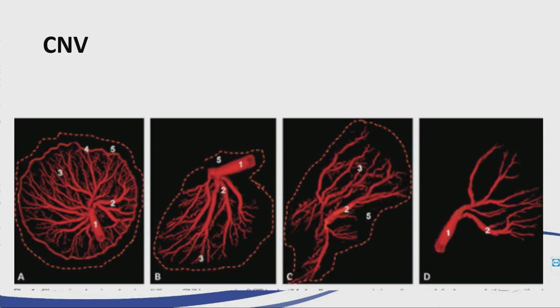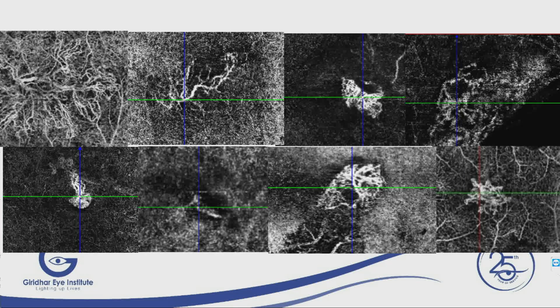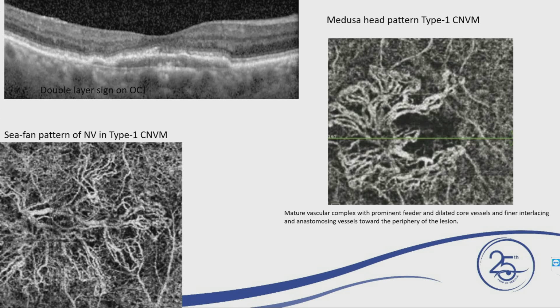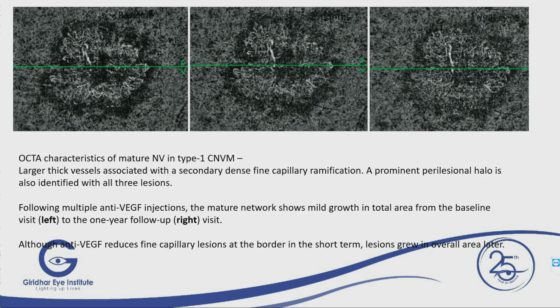And OCTA has helped us. These are all different types of networks seen in OCTA, and now we are learning more and more about OCTA. We have identified, as Shane showed, a silent network without any fluid. OCTA is identifying a silent network like this, which will also tell you that the patient is likely to develop wet AMD. So these are all different patterns seen in OCTA. And post-treatment, OCTA is a very useful tool to follow up AMD cases.